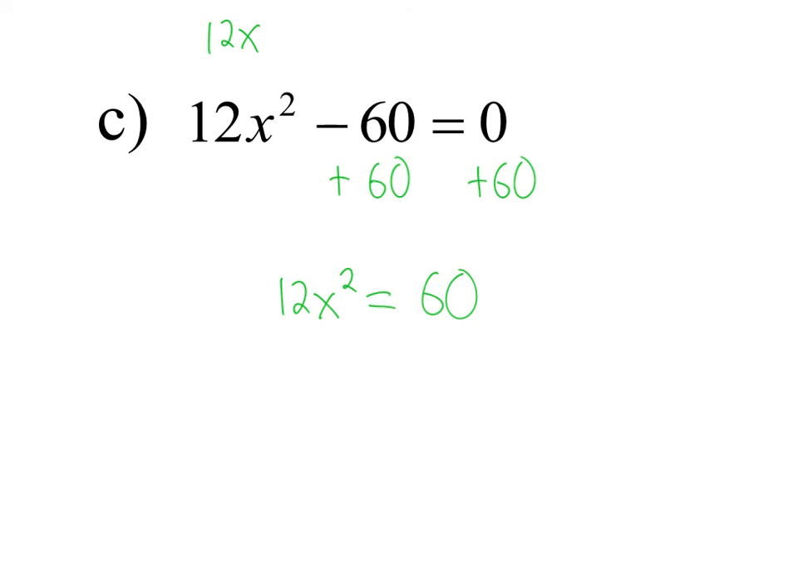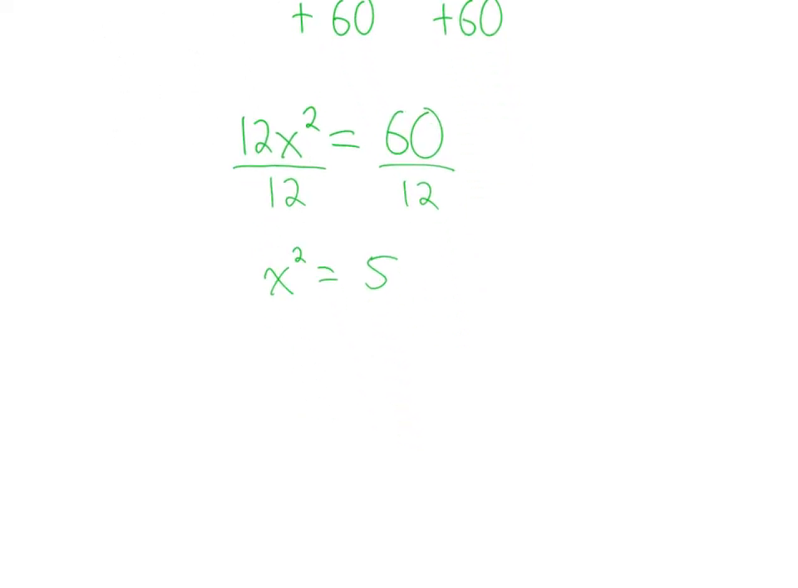Okay. Now the 12x squared is alone on one side, but we need to get rid of that 12 to get the x squared by itself. How do I get rid of multiplying by 12? Well, I'm going to divide by 12 on both sides. So I get x squared equals, and what's 60 divided by 12? Well, that's going to be 5. Okay. Now, is the x squared all by itself? It is.